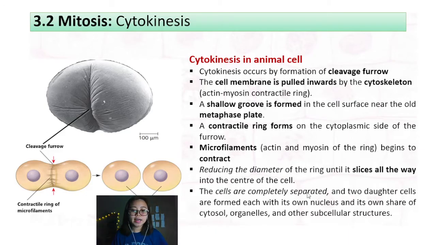Okay, the cells are now completely separated and two daughter cells are formed, each with its own nucleus and its own share of cytosol, organelles, and other subcellular structures. Bila contractile ring itu sudah pisahkan cytoplasm kedua-dua sel, dua sel baru ini akan mengandungi nukleus sendiri, cytosol atau cytoplasm sendiri, organel sendiri, dan ada struktur-struktur dalam sel yang lain.